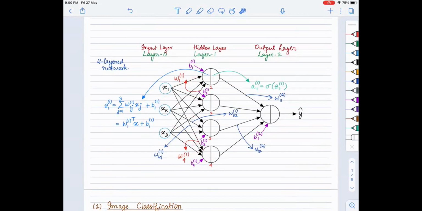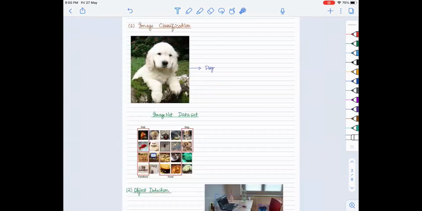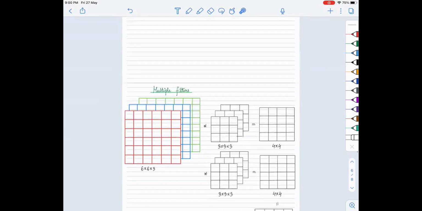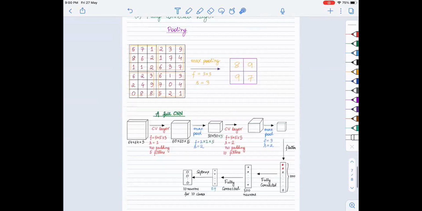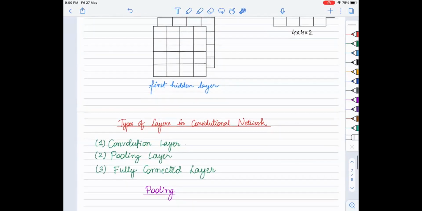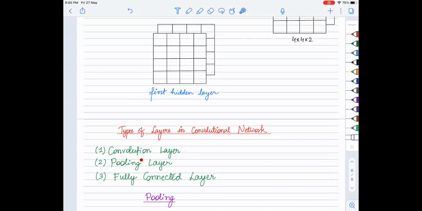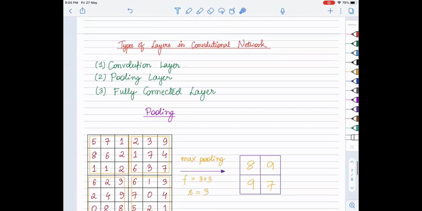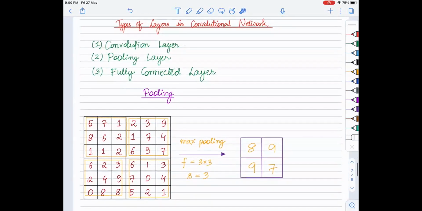So everybody is connected with everybody. Any CNN architecture usually has these three types of layers: a convolution layer, which we already talked about, then something called a pooling layer, which we will talk about now, and then a fully connected layer. The last thing that we need to discuss before completing CNNs is pooling.